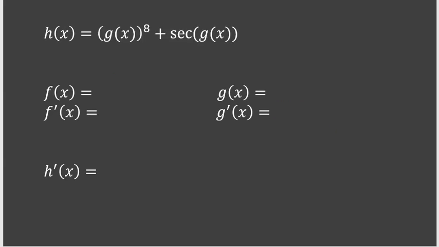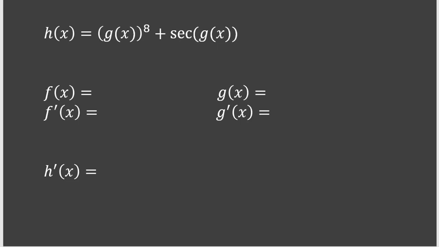So the next example we have on deck here, h of x is g of x raised to the 8th power plus the secant of g of x. So, looking at h of x here, I see that we have some arbitrary unknown function g of x being raised to some power, plus the secant of this same random arbitrary unknown function.